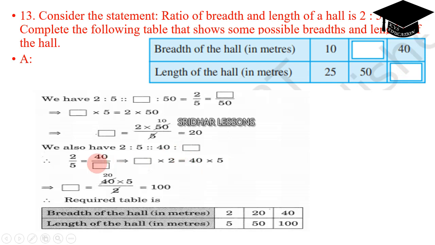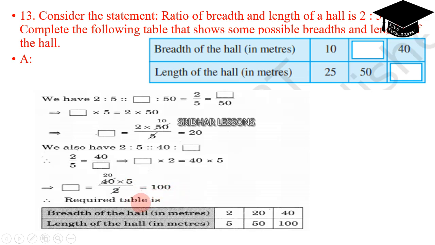Again cross multiplying, 2 by 5 is equal to 40 by blank, that means blank into 2 is equal to 40 into 5, cross multiplication simply. So blank is equal to 40 into 5 by 2, because here it is multiplying. When it goes after equal to, it will go for division. 40 into 5 by 2, 2 cancels in 40 20 times, 20 into 5 is equal to 100.